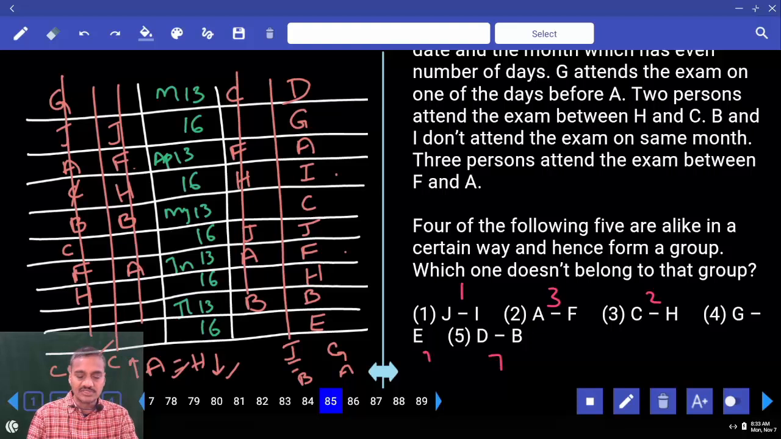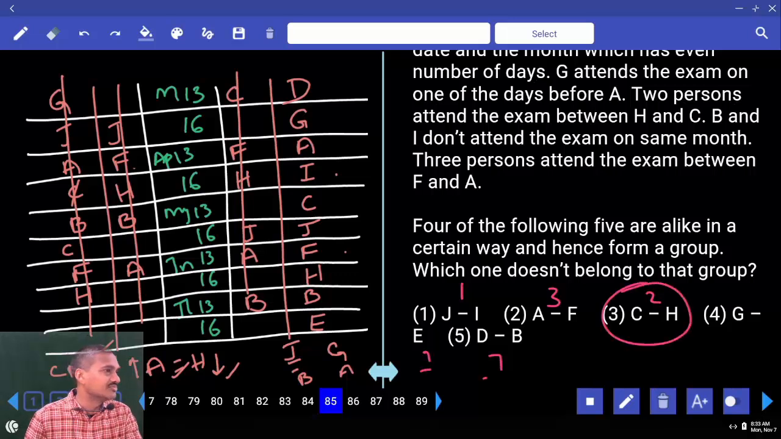Then what is your answer in this case? What is the odd one here? 1, 3, 7 and 7 are the numbers of persons, but here there are an even number of persons, 2, in choice 3. In the remaining choices there are odd numbers of persons, here there are even. That is 85.